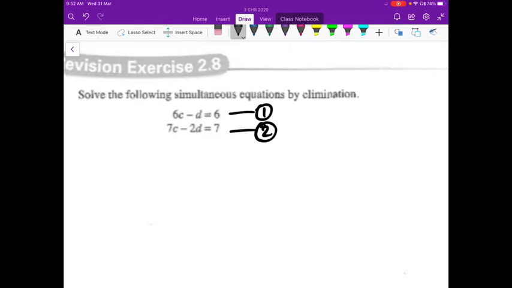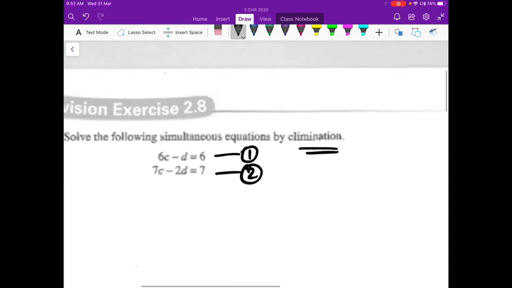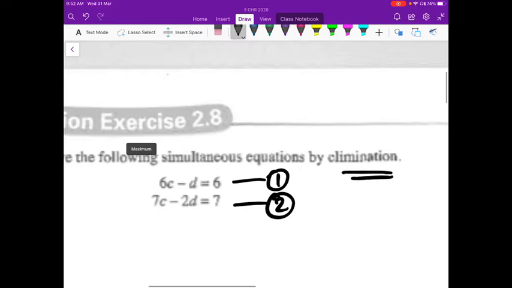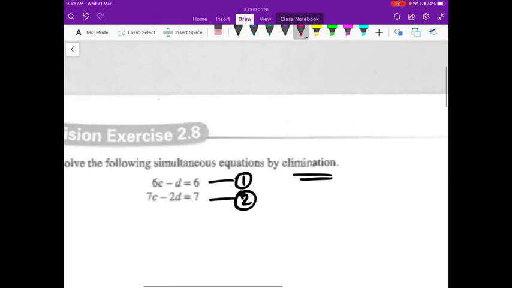Okay, so now they want us to do elimination. I think this was the one that Miss Irani taught you just before the HBL. So elimination, we look at the C terms and the D terms. Which one is easier to eliminate? D is easier to eliminate. Now we eliminate the term, not the equation. Now 6C and 7C, we can make them the same by multiplying this by 7, then this one multiplied by 6. But you will end up with 42C. Very big. Don't like.